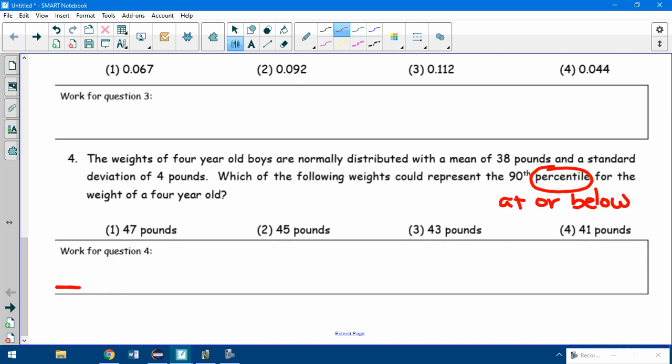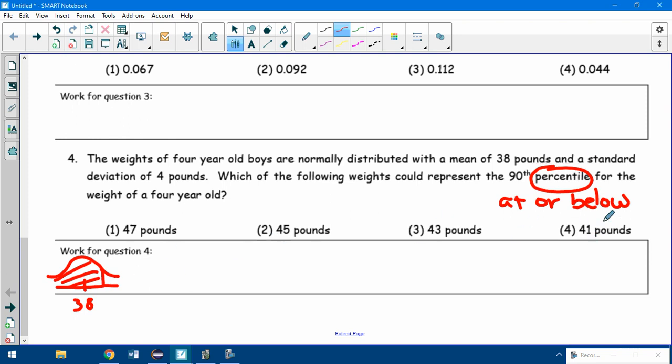So if you think of the situation we're in here, we have a normal curve. Mean is 38 pounds, so that's going to go over here. The 90th percentile, you need 90% of the data to be at or below. So the 90th percentile would be over here somewhere. Now the problem is all of these could go somewhere over there. There's nothing that's below 38. They're all possible to be the 90th percentile.